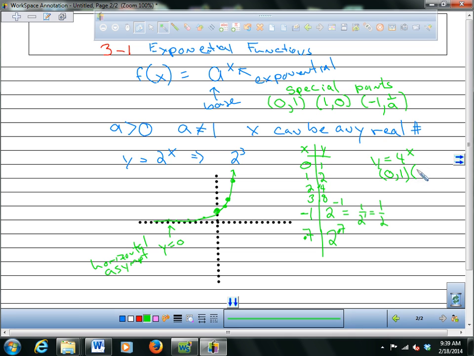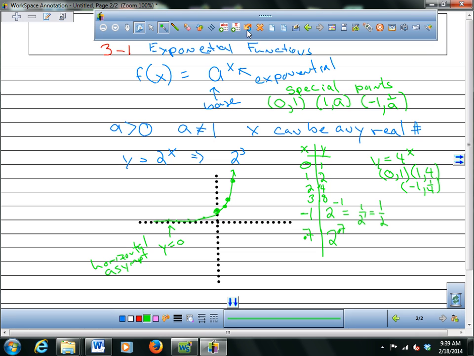It's also going to go through, whoops, that should not say 1, 0, that should say 1, A. I'm sorry. 1, A. And it's also going to go through the point 1, comma what? 4. And it's also going to go through negative 1, comma what? 1 fourth. So, to get a quick idea of what the graphs look like, you could just plug in those special points and you could get a good picture of the graph.